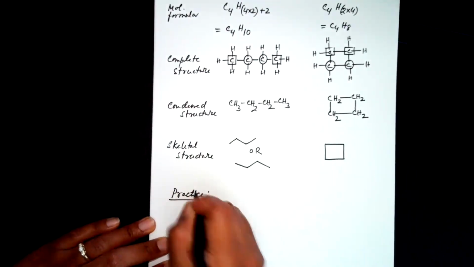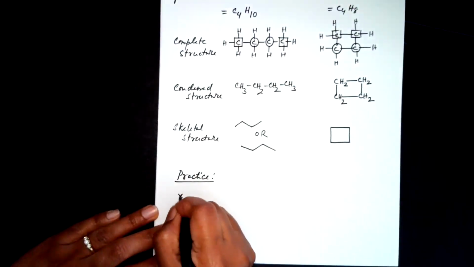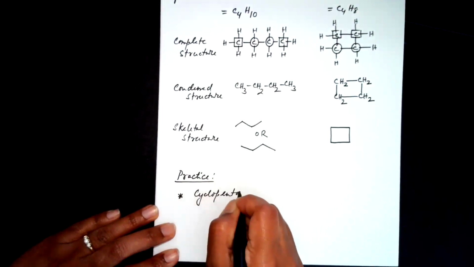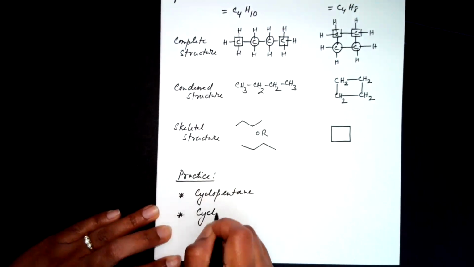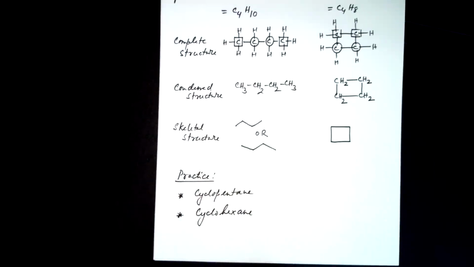For practice, you could play around with trying to draw cyclopentane and cyclohexane. You could do it the same way: draw a pentane and then make a cyclopentane from that, draw a hexane and then make a cyclohexane from that.